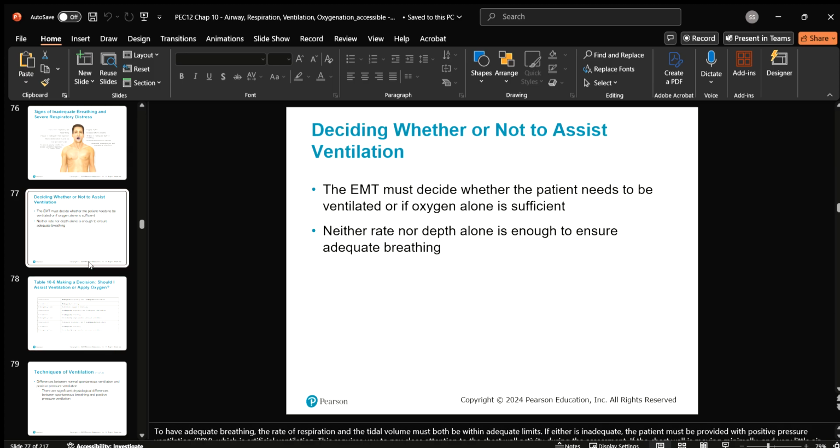So they may be alert but not fully oriented. Okay, so what's the difference between alert and oriented? Alert means that they know you're there. They see you around. They're paying attention. But oriented, they are confused. And we say they are A&O times 4. What are those 4 things? Person, place, time, and event.